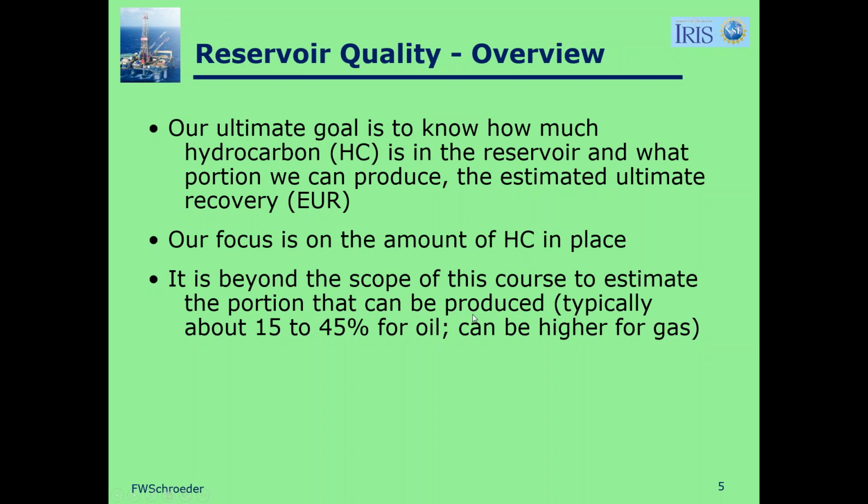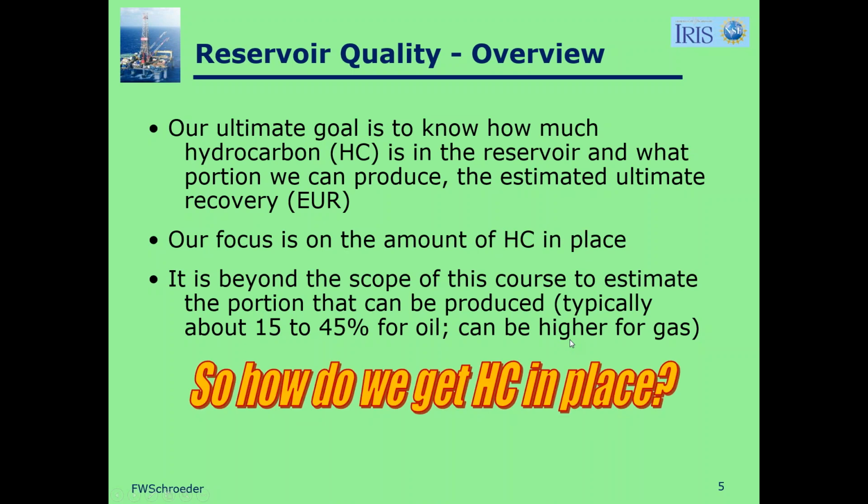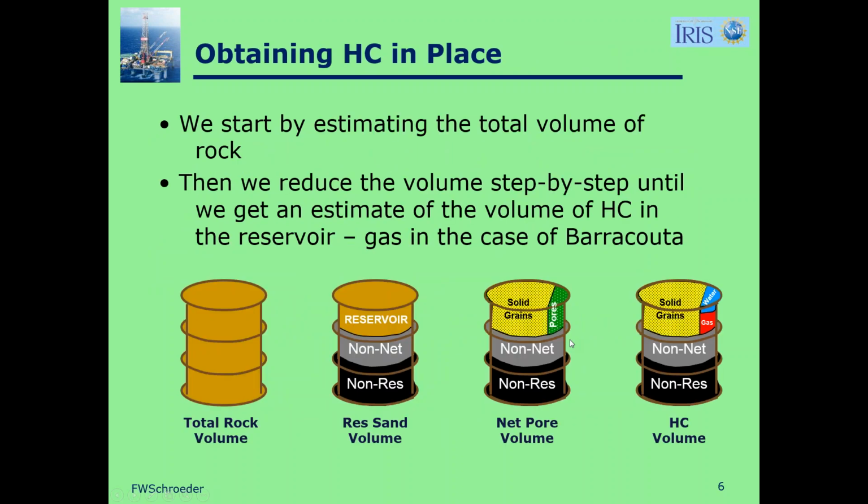And typically, if we're dealing with oil, we only are able to produce about 15 to 45% of the oil that's in place. And for gas, it can be higher than 45%. So how do we get hydrocarbon in place? And just in case it's not clear, in place means in the reservoir at reservoir conditions.